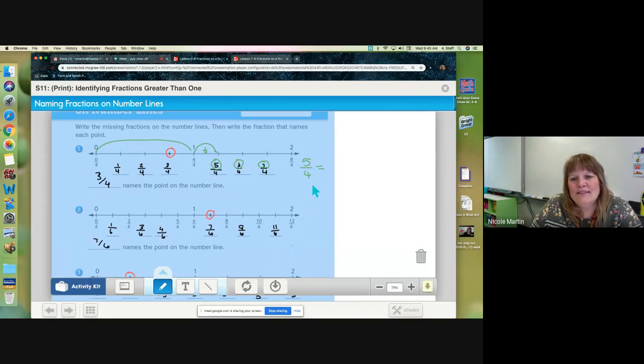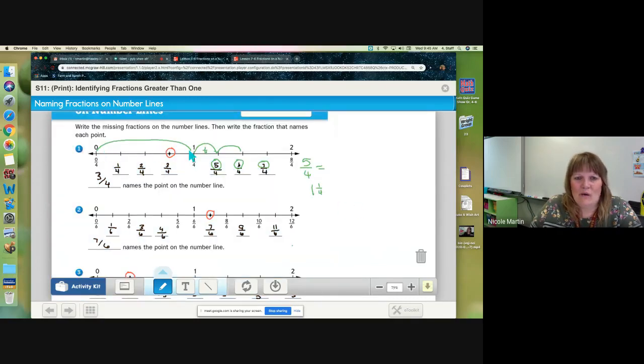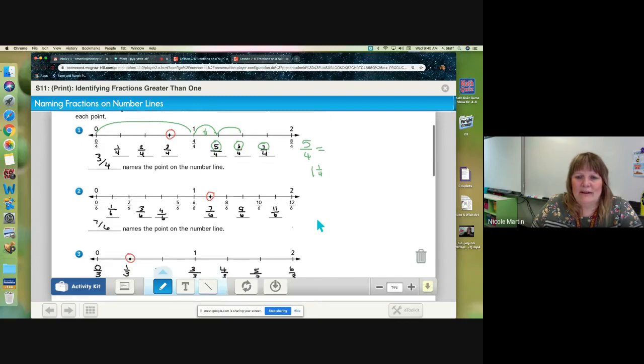So 5/4 is really equal to a whole, like we said, and then a little bit extra, that 1/4 extra. If we look at 6/4, it would be the same as a whole and 2 more fourths. I wanted to point that out because I think we kind of forgot that yesterday. We were running out of time.